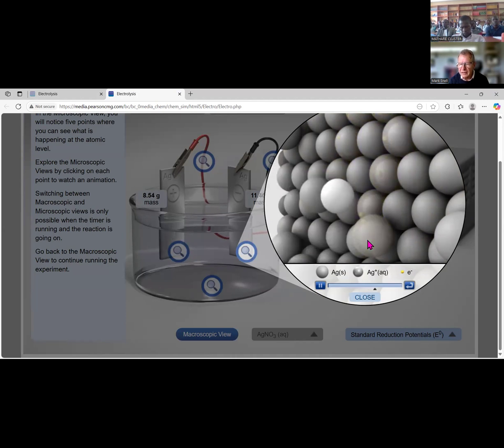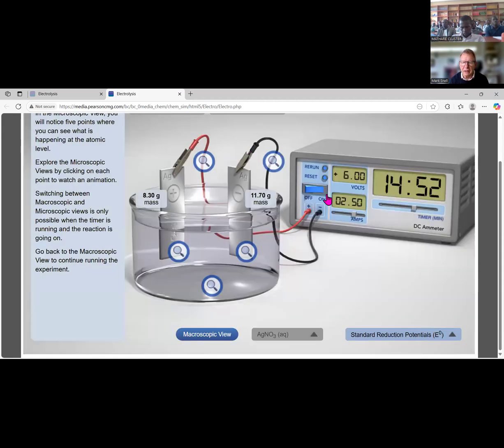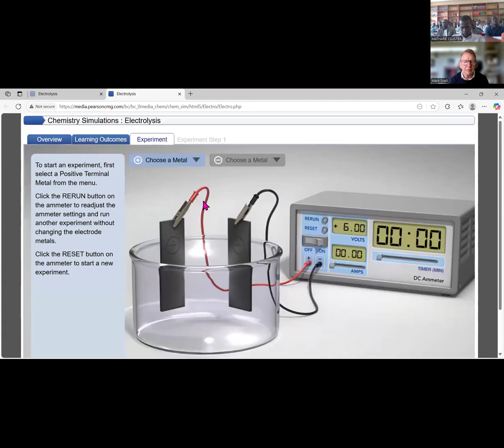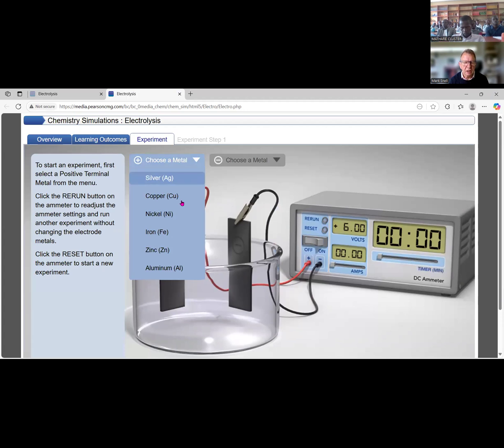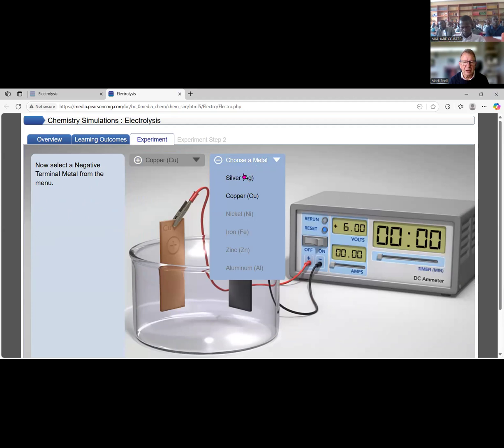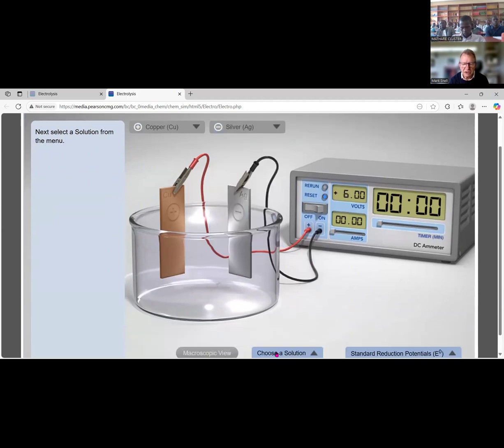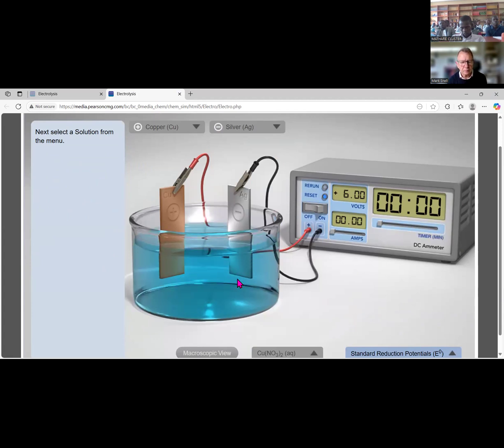So this is the idea, to try to give them a picture of what is happening. Now I'm going to go back and I'll show you something else. I'm going to reset the whole thing, only this time I'm going to change the metals. So I'm going to have copper on the left, on the right I'm going to have silver, and in my solution I'm going to have copper nitrate.